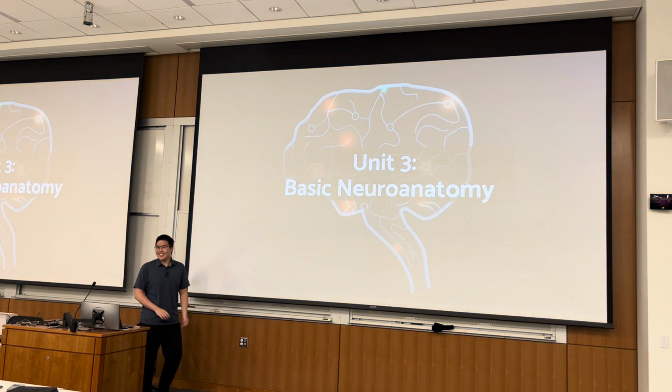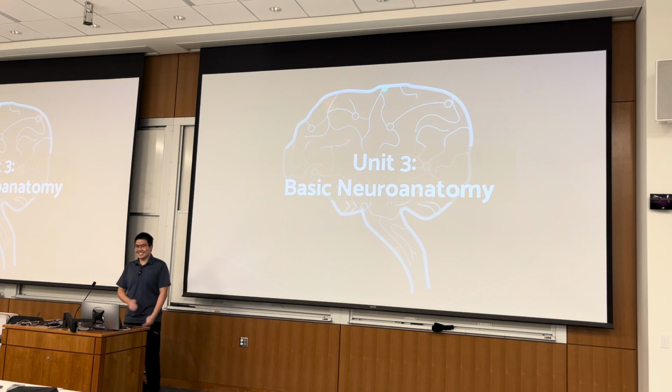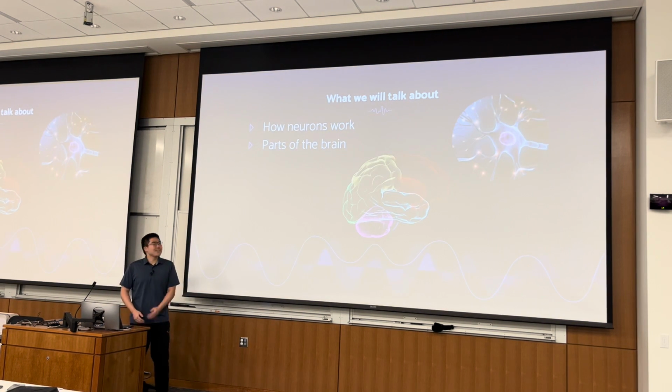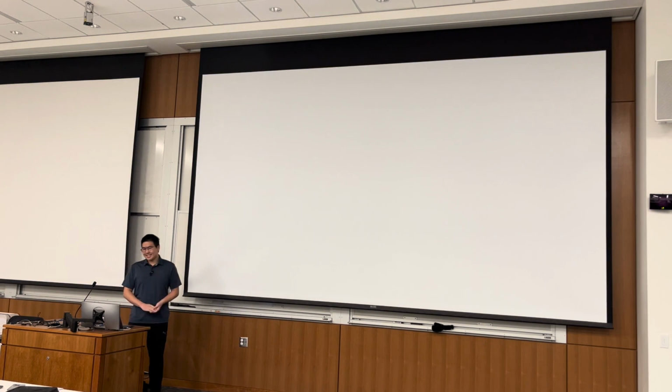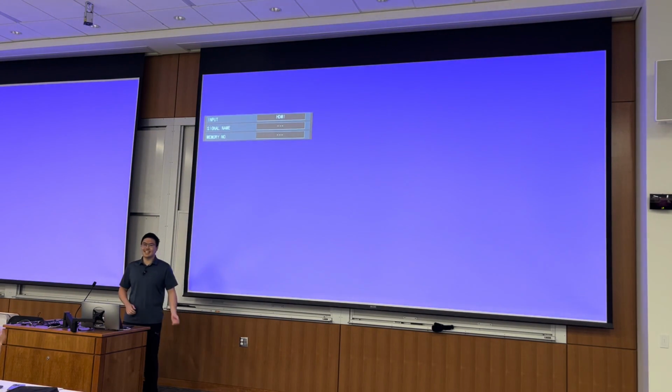All right. So today we'll be talking about basic neuroanatomy, and I hope it'll be as interesting as the AI stuff you've been learning for the last 2 lectures. So today we'll be talking about how neurons work, and we'll also be talking about different parts of the brain.